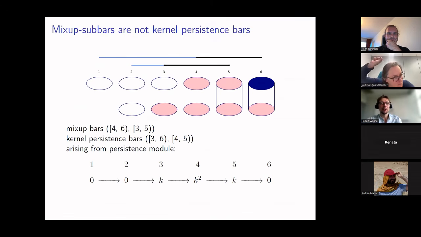If you consider this example, you will see that those mixup bars, the black bars, are actually different than if you compute the kernel persistence by definition. If you were to just decompose this kernel persistence module, you will get something slightly different. And since we look at this from the perspective of the standard persistence bars, those mixup subbars are more intuitive.